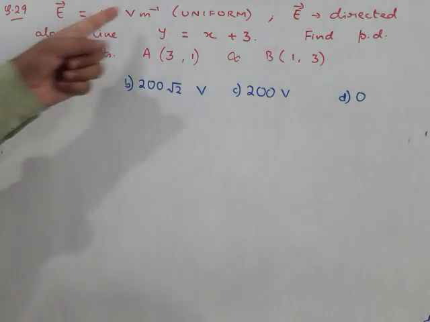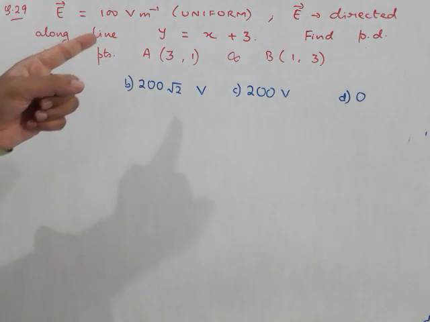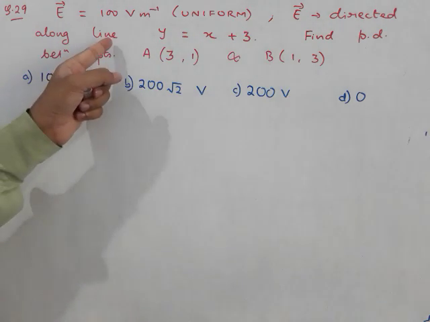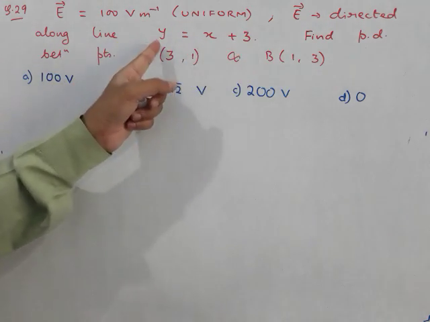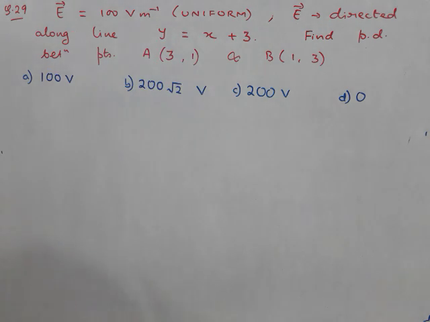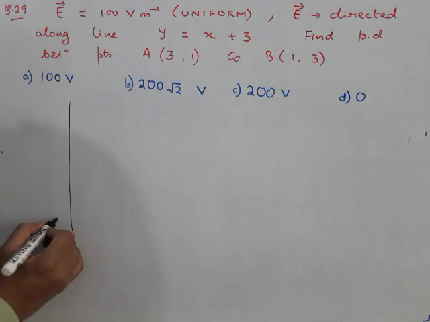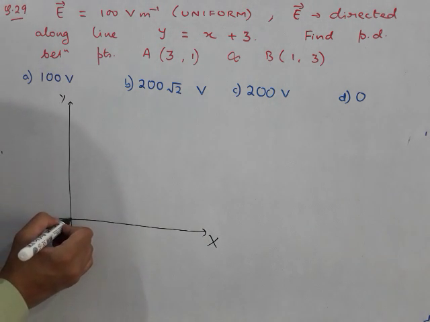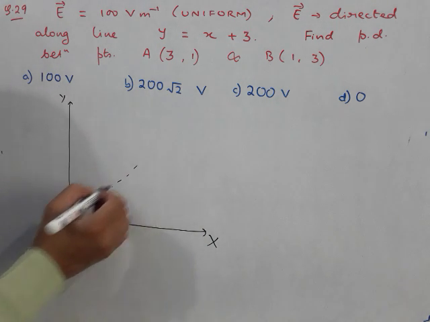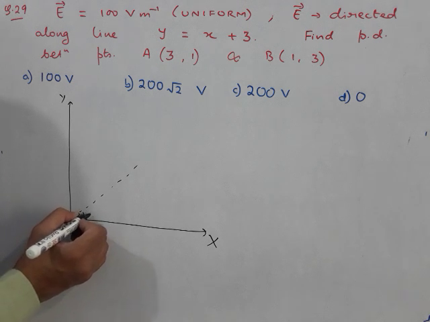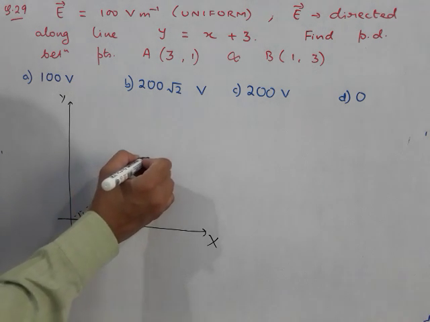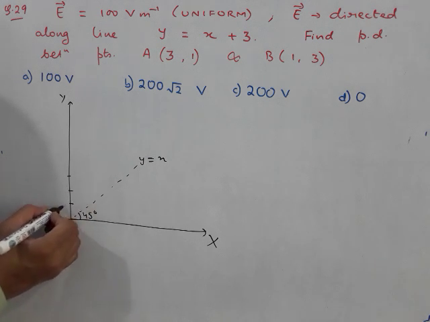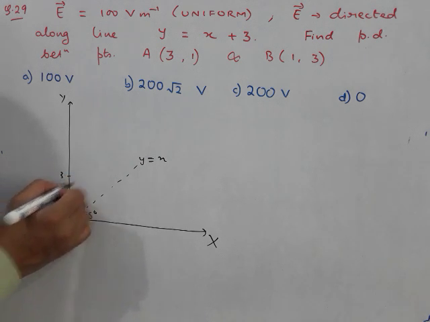The electric field is given to be uniform and its value is 100 volts per meter. It is directed along the line whose equation is given as y is equal to x plus 3. So y is equal to x plus 3 is a straight line. This is the x-axis, this is the y-axis. You know, students, y is equal to x is a straight line passing through the origin at an angle of 45 degrees. This is y is equal to x. So y is equal to x plus 3 will be 3 units above it, this is 1, this is 2, this is 3, and parallel to this line.